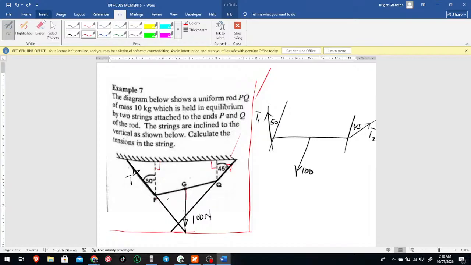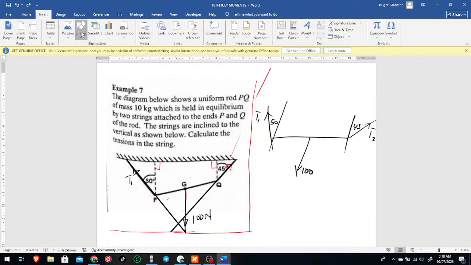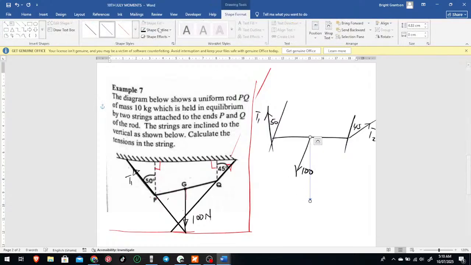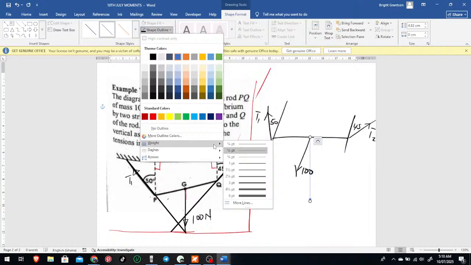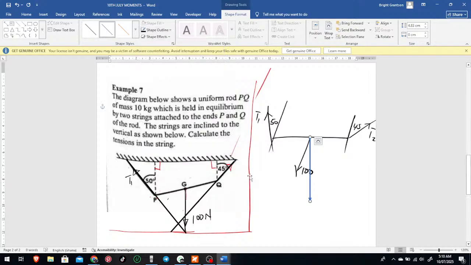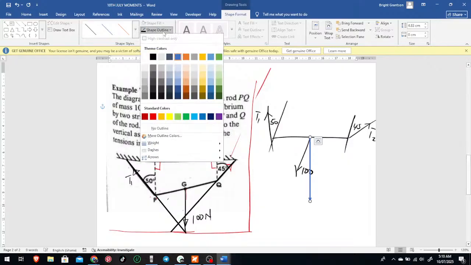Let me use a straight line. I want to use another way, apart from the way the book used it. You understand? Oh, yes, sir. The book's way of doing it, I'm not getting it. I want to know the reason why they did it that way. Because technically when I join those two lines, it doesn't create an angle of 90 degrees with the 100 newtons.